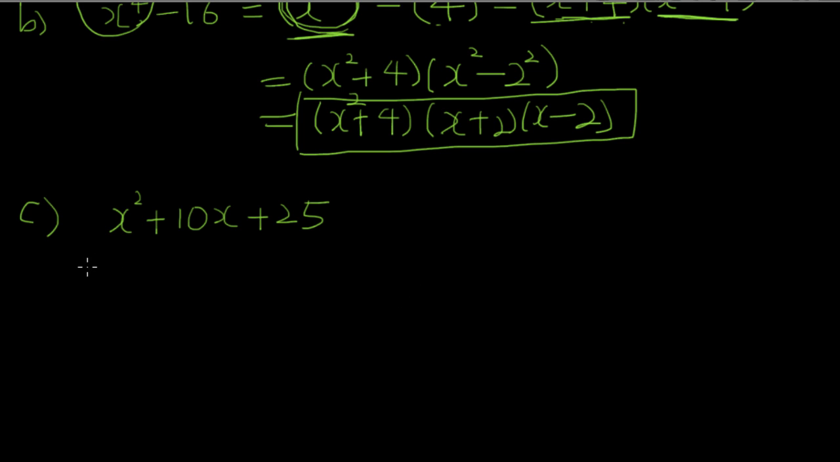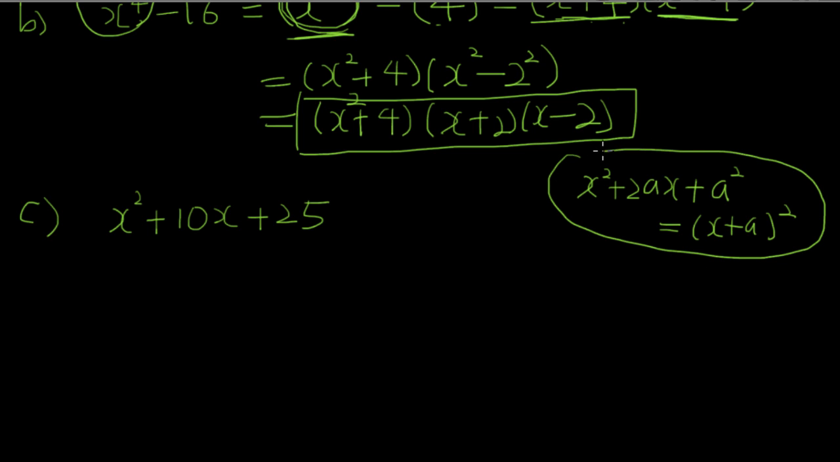Now we're going to try to factor this using one of those formulas that we checked previously. If I rewrite that formula, it looks like this: x squared plus 2ax plus a squared factored as (x plus a) squared. That's the formula that we are going to use.